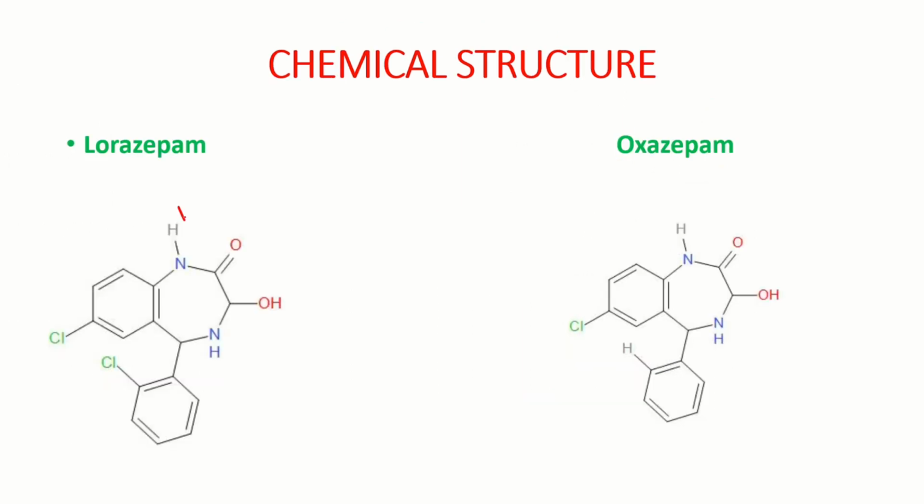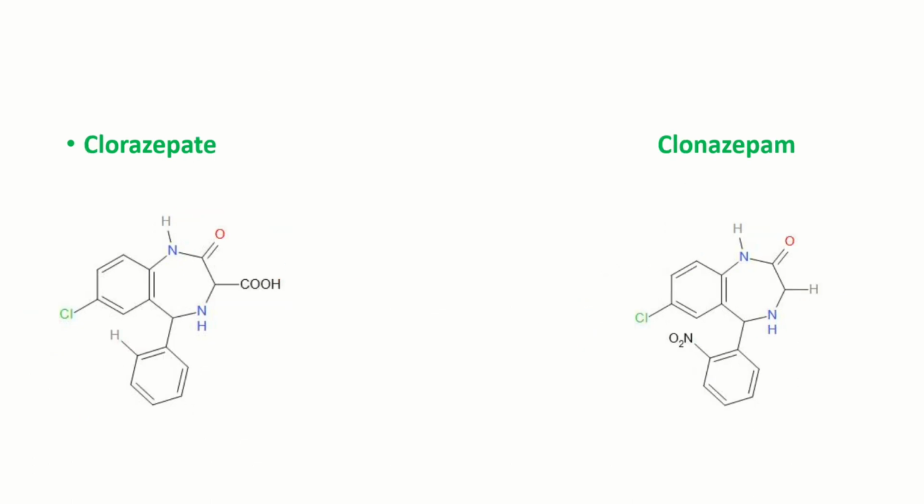Now you can see that in this structure the R1 position contains hydrogen, R2 contains oxygen, R3 contains hydroxyl, and R4 and R5 contain chlorine. So this structure is known as lorazepam. In the second structure, R1 contains hydrogen, R2 contains oxygen, R3 contains hydroxyl, R4 contains chlorine, and R5 contains hydrogen, and this structure is known as oxazepam.